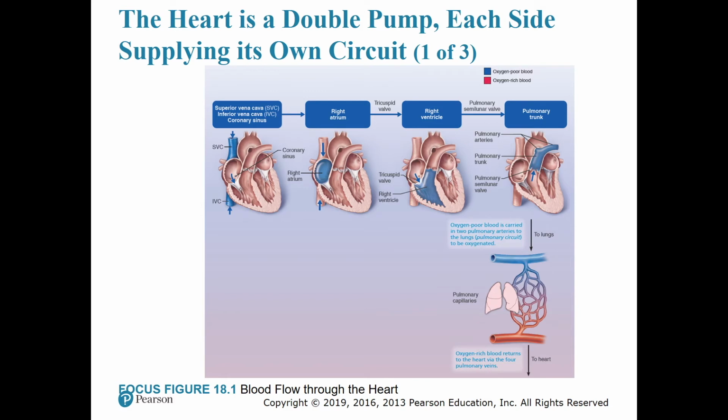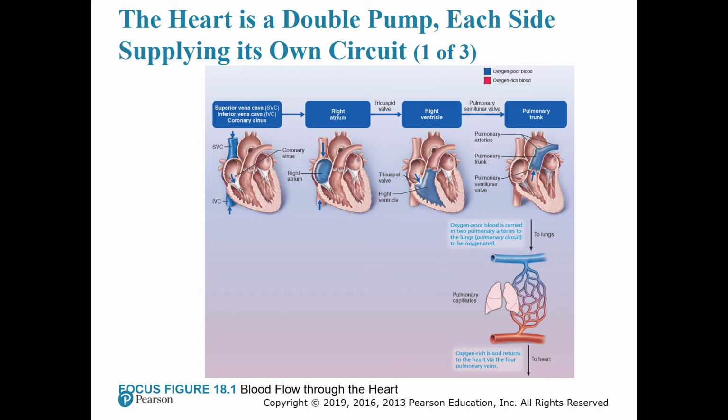So figure 18.1, the heart is a double pump, each side supplying its own circuit. Again, in blue is oxygen-poor blood, and in red is oxygen-rich blood. Here we can see the superior and inferior vena cavas and the coronary sinus bring blood into the right atrium, and then through the tricuspid valve into the right ventricle, and then from the right ventricle through the pulmonary semilunar valve into the pulmonary trunk, and then the pulmonary trunk is going to pump it through the pulmonary arteries to the lungs.